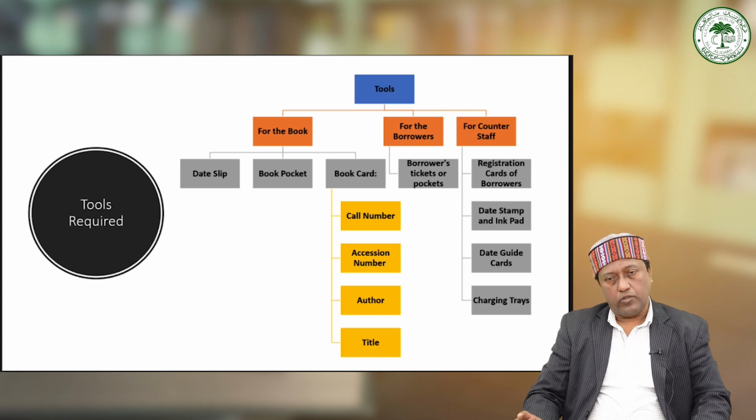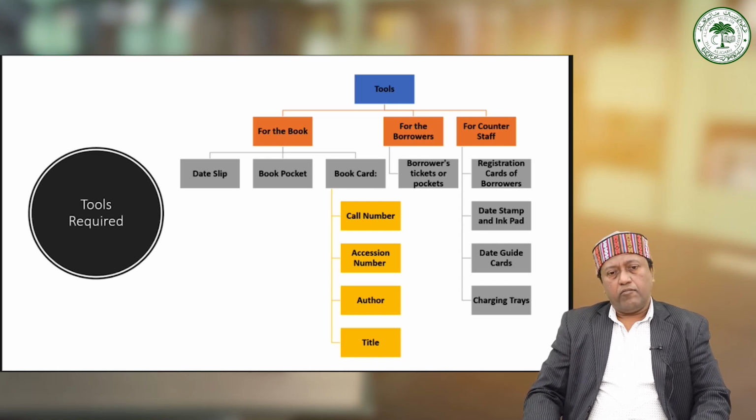I told you the format of the book card: on the left hand side it gives you the accession number, and on the right hand side the call number. It can also be vice versa: you can give the call number on the left and the accession number on the right. All these book cards have to be filed behind the due date guide card either in classified order, if it is according to the call number, or according to the accession number, in increasing or decreasing order, whatever you decide.